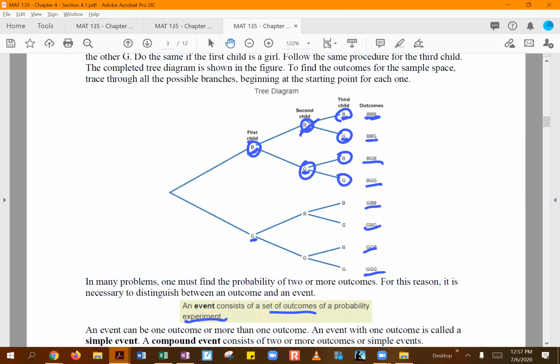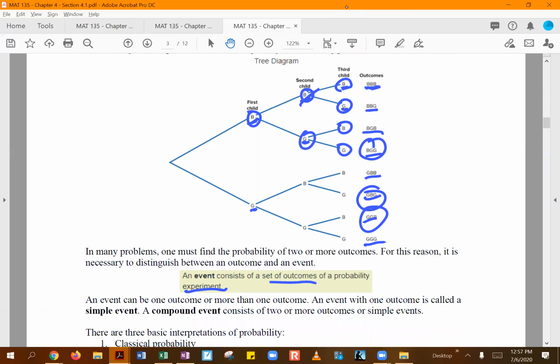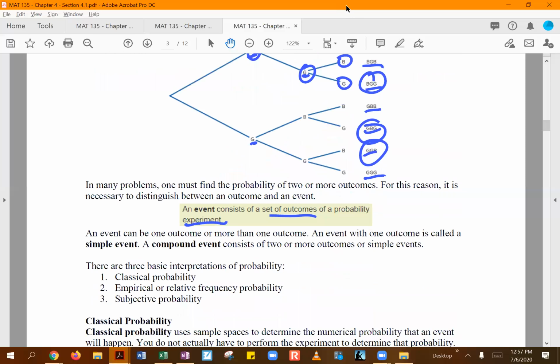Going back to our kids example, if they said, in the event that this family has two girls and one boy, how many outcomes are there going to be? Well, think about this. We are talking about two girls and one boy, which would be three different outcomes. So we would say there are three outcomes in this event. The event and outcome are definitely not the same thing.